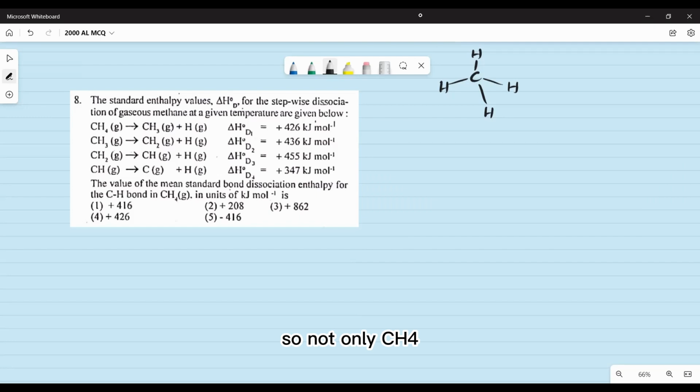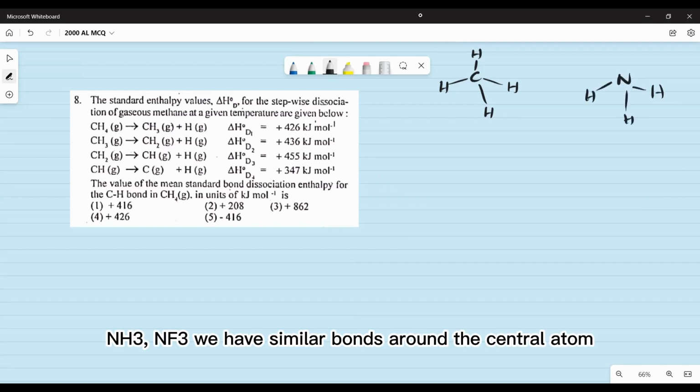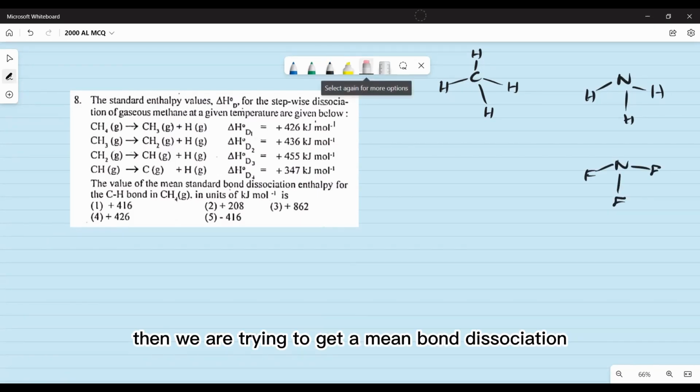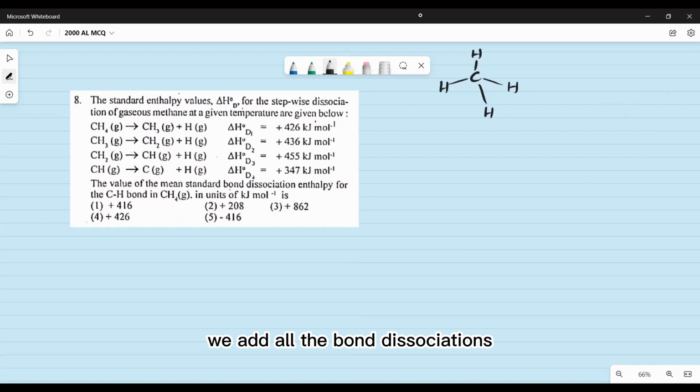Not only CH4, but other molecules like ammonia and NF3 also need the same treatment. If you have similar bonds around the central atom, then we try to get a mean bond dissociation energy. How do we get the mean value usually? We add all the bond dissociations and we divide by the number of dissociations, right?